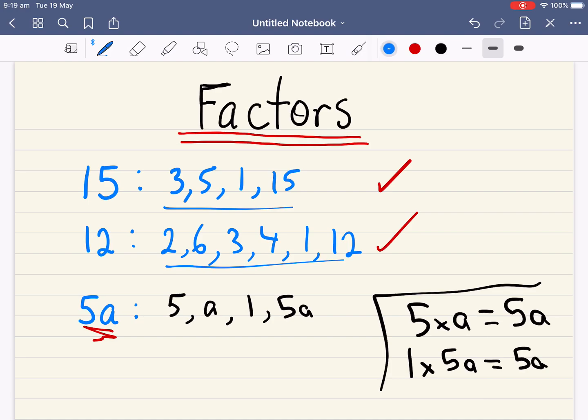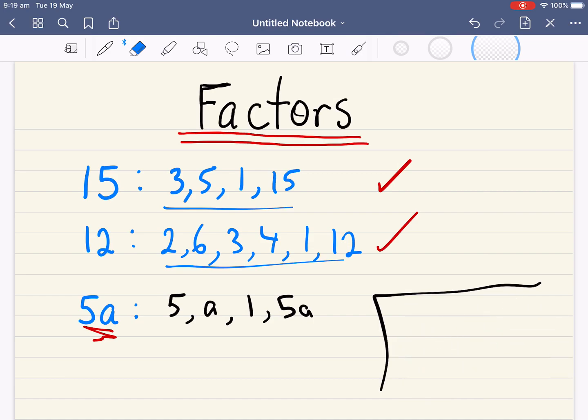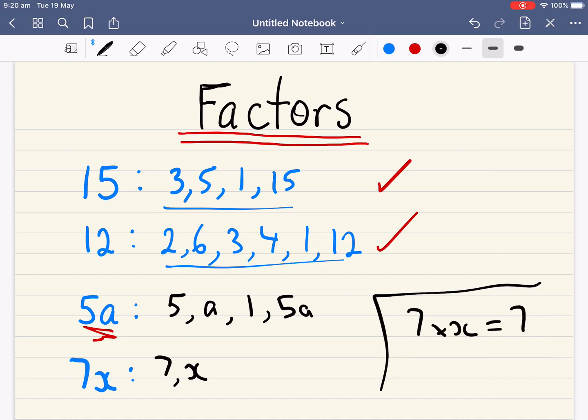Let's look at another one. I'll get rid of this because I'm going to do a bit more testing with our next one as well. Let's say we've got 7x, and we want to write down the factors of 7x. Well, now we've got to think, what are all the different numbers that multiply to equal 7x? You'd be right in thinking 7 and x, they're factors, or x and 7. Order doesn't matter. The reason for that is 7 times x is equal to 7x.